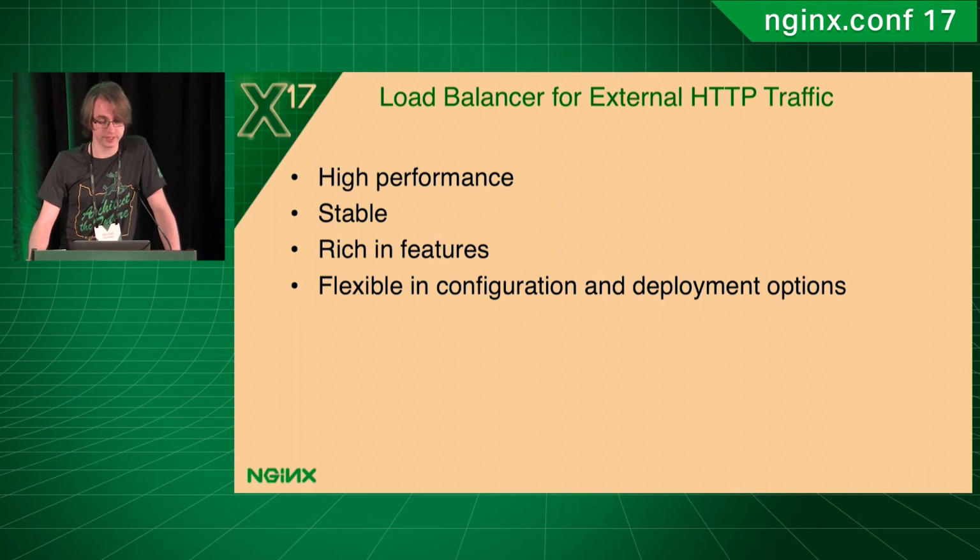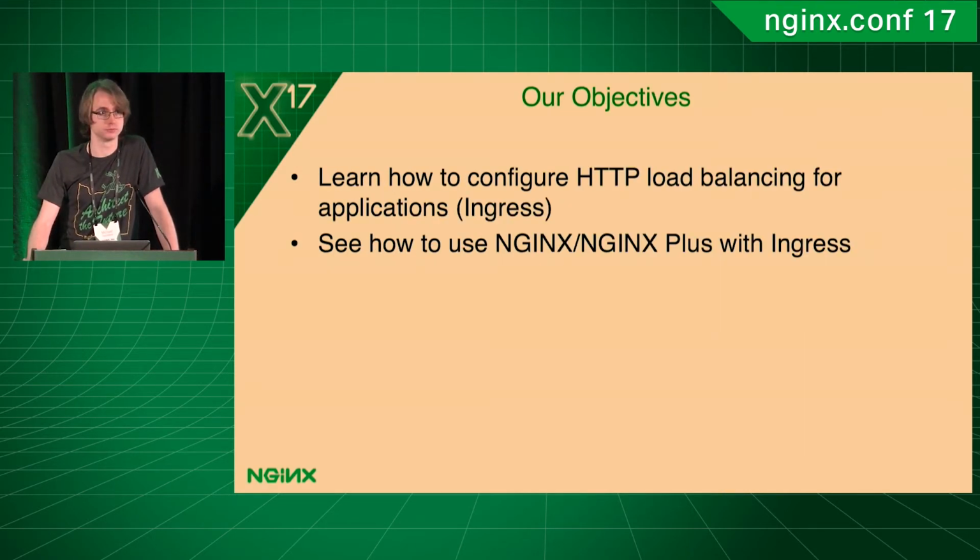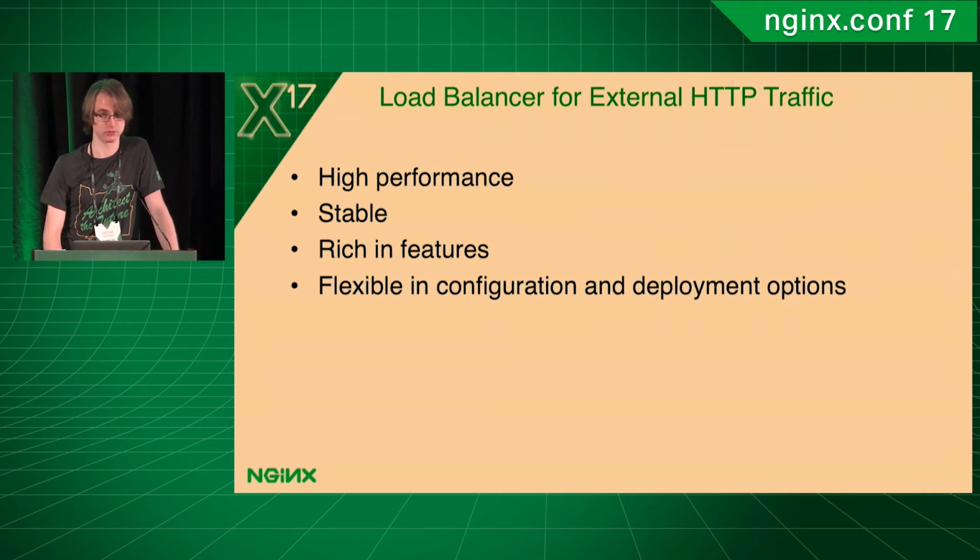Well, things that didn't change much are the requirements for a load balancer. It must be high performant, stable, have features available, and also be flexible in how you configure it and deploy it. So in this talk, we will learn how to do load balancing on Kubernetes with Ingress, which is the Kubernetes native way to configure HTTP load balancing. And also, we will see how to use NGINX with Ingress. And we will also try to see if NGINX addresses the requirements on this slide.